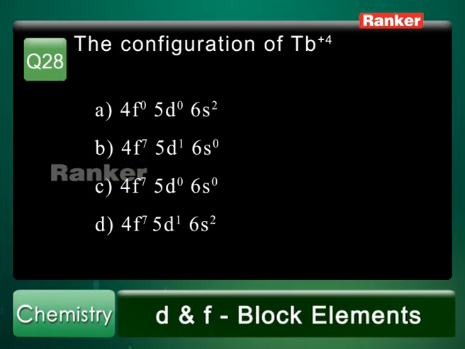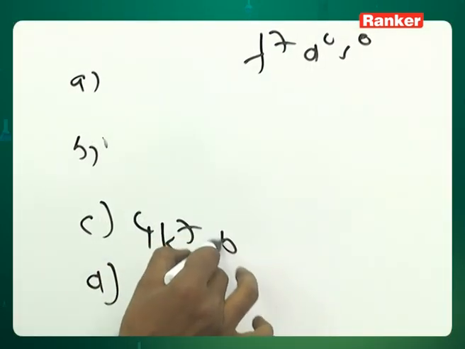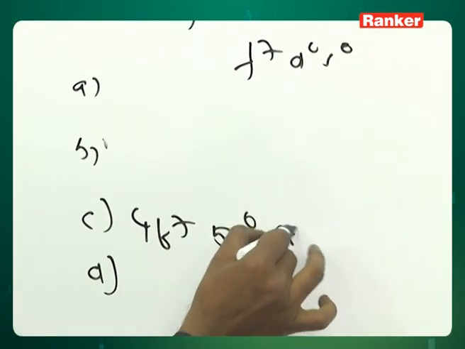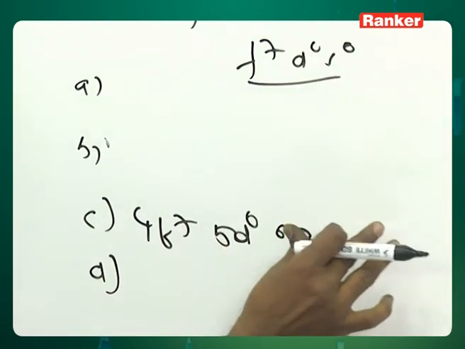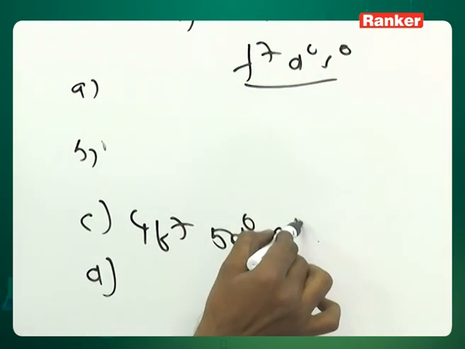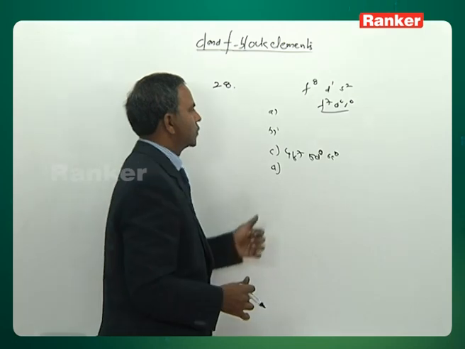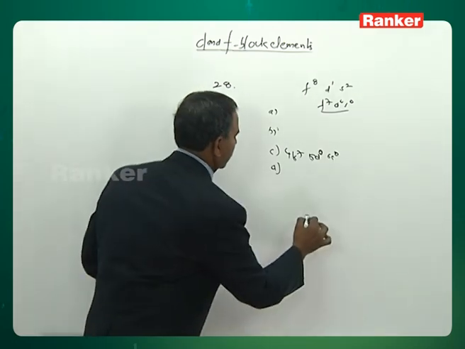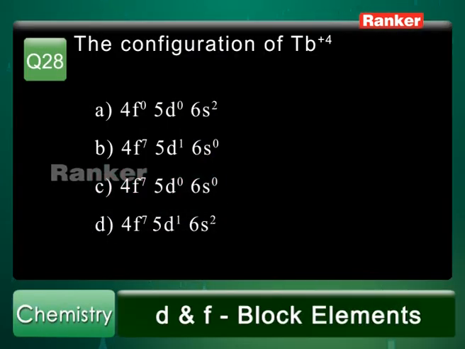Then coming to the options, A is F0, D0, no. Option B is given as F7, D1, S0. Option C is given as 4F7, 5D0, 6S0. So option C is correct. So the answer is C for question number 28.